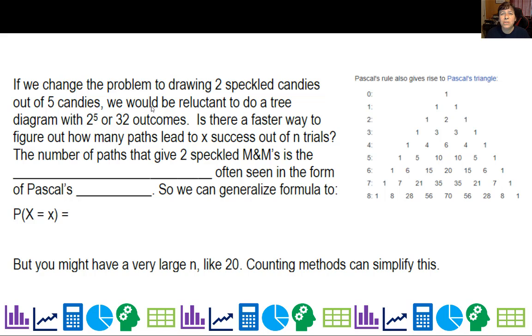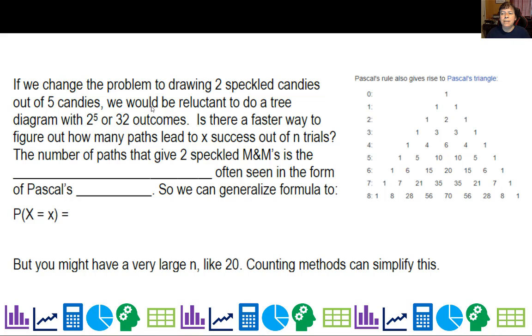I would have 32 branches. That's too much work for me to do. I don't want to have to draw a tree diagram every time I'm doing a binomial distribution. So is there a faster way to figure out how many paths lead to my specified number of successes?